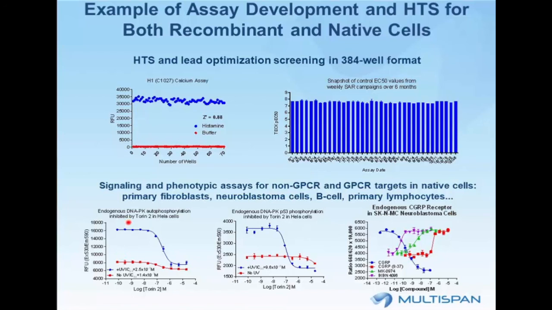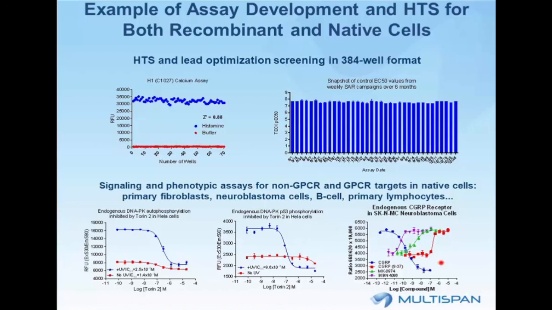On the bottom of this particular slide, we show data in primary cells, non-transfected cells. This is looking at endogenous DNA-PK autophosphorylation. You can see autophosphorylation. And this is DNA-PK p53 phosphorylation by etoposide in HeLa cells. Both of these are HeLa cells.